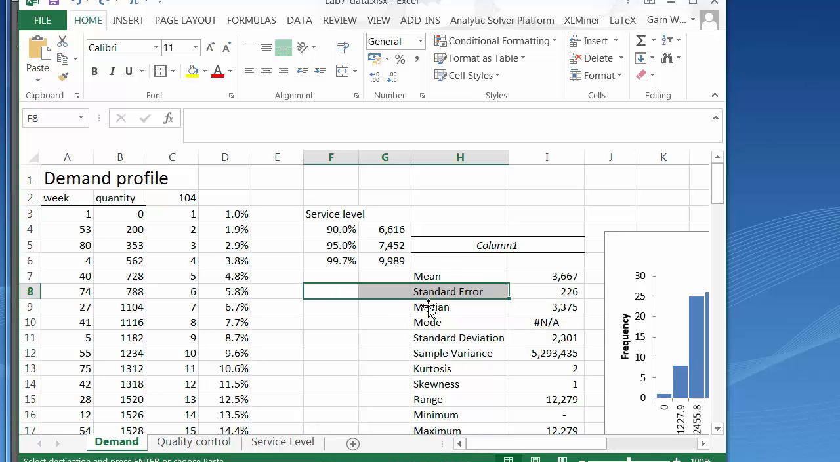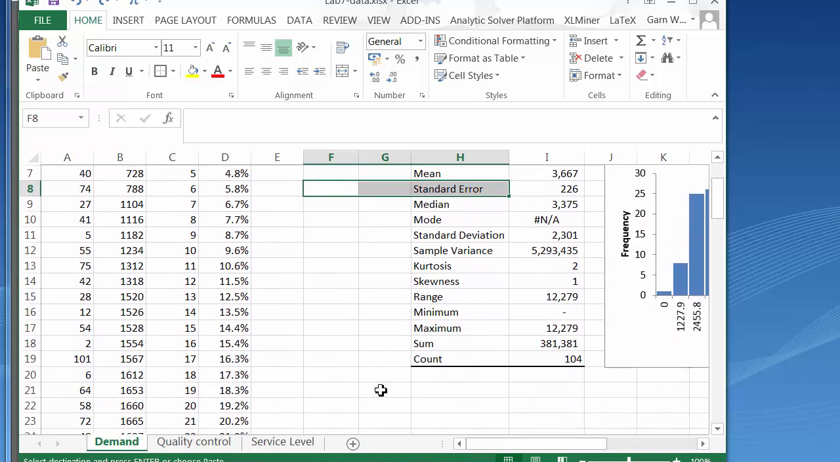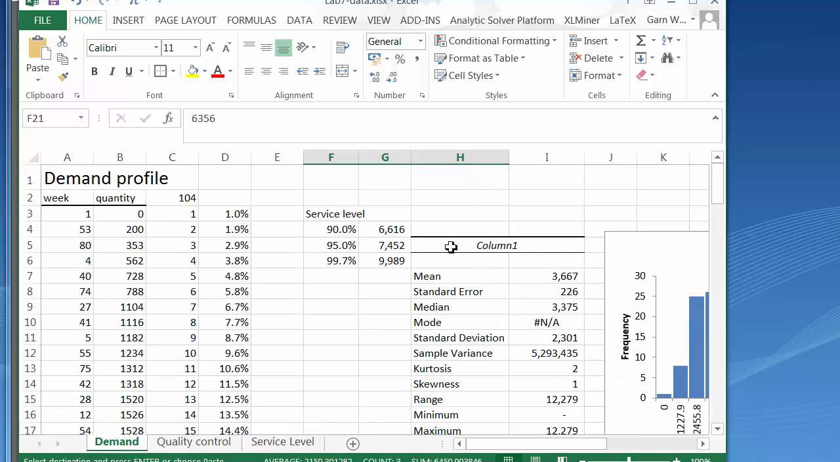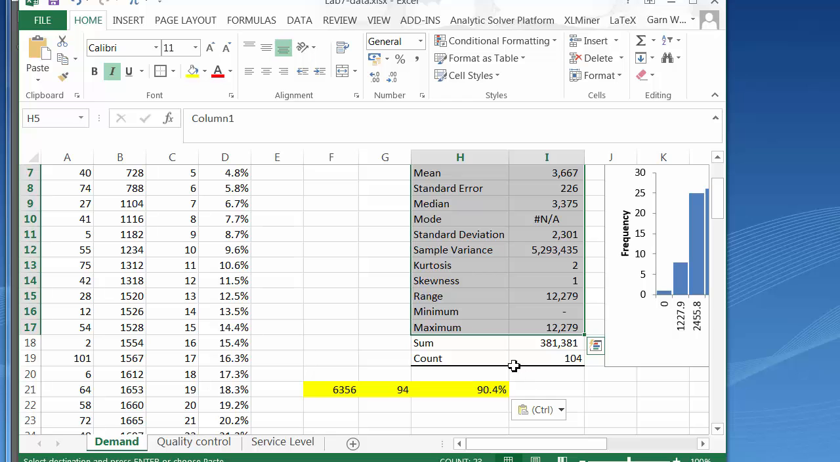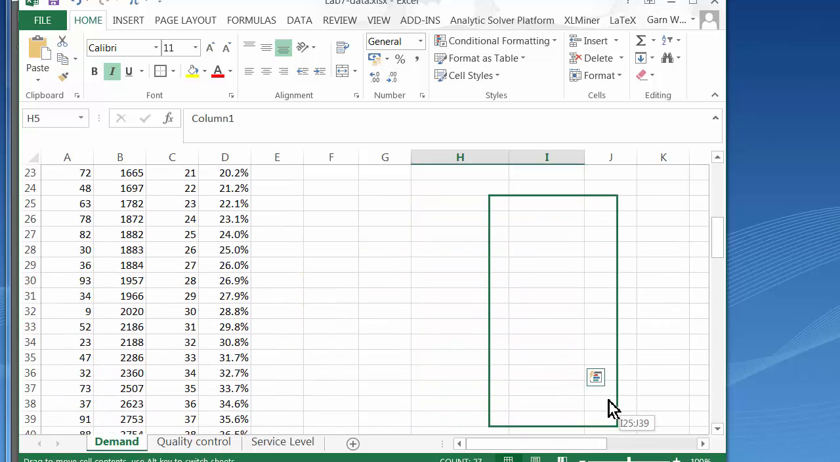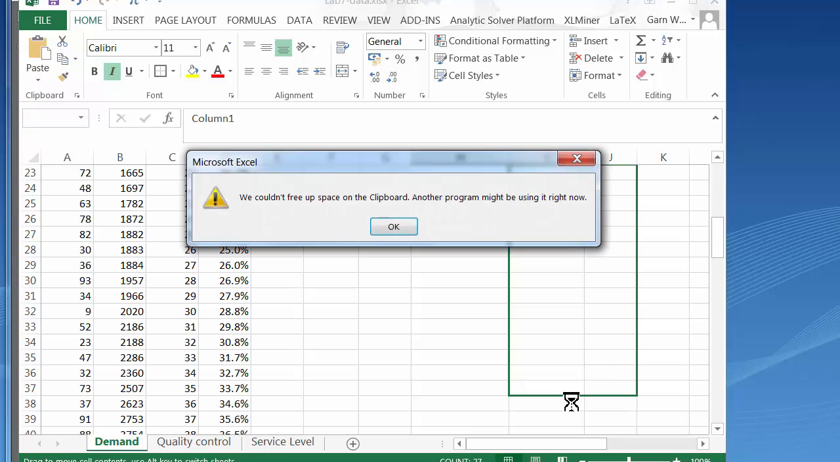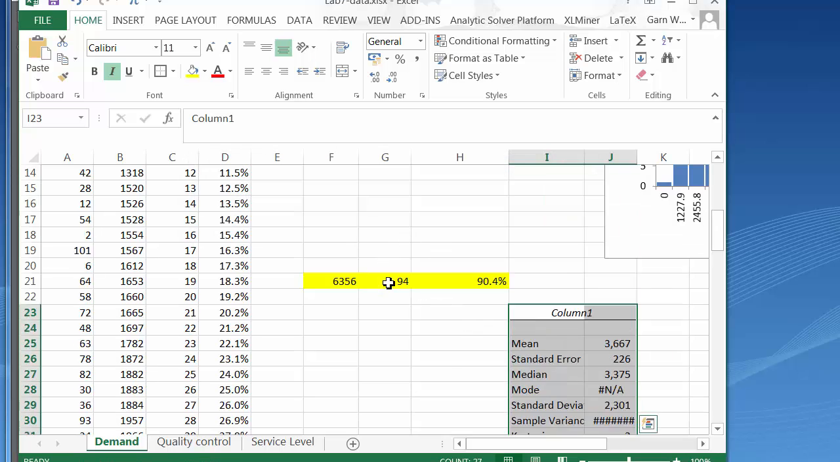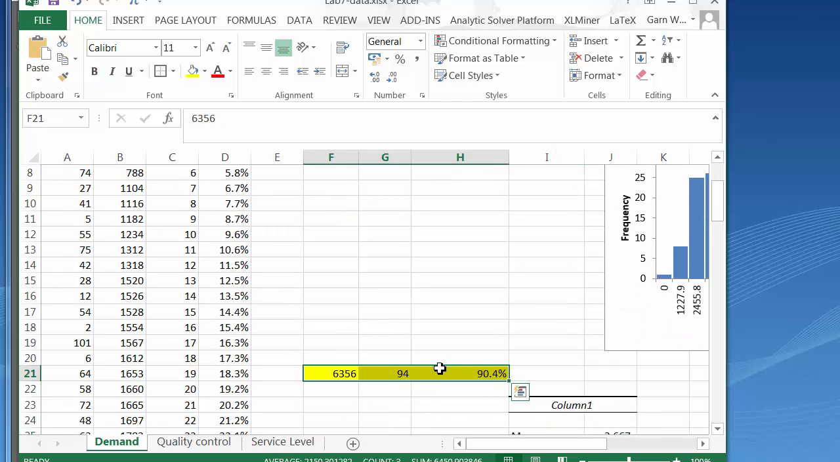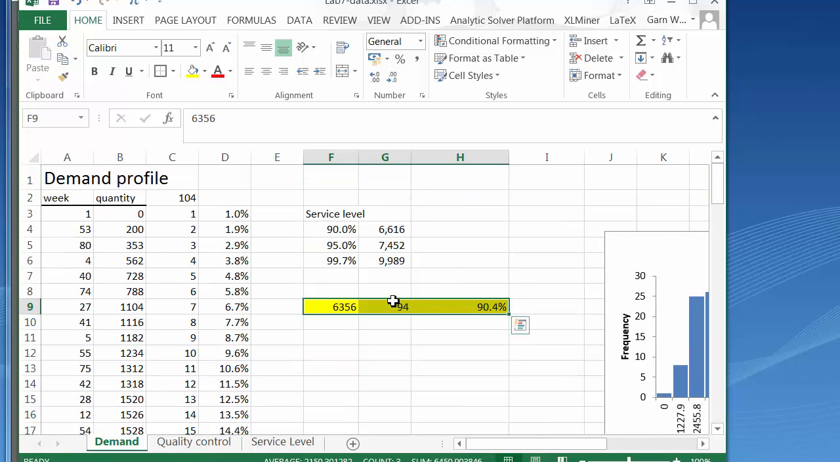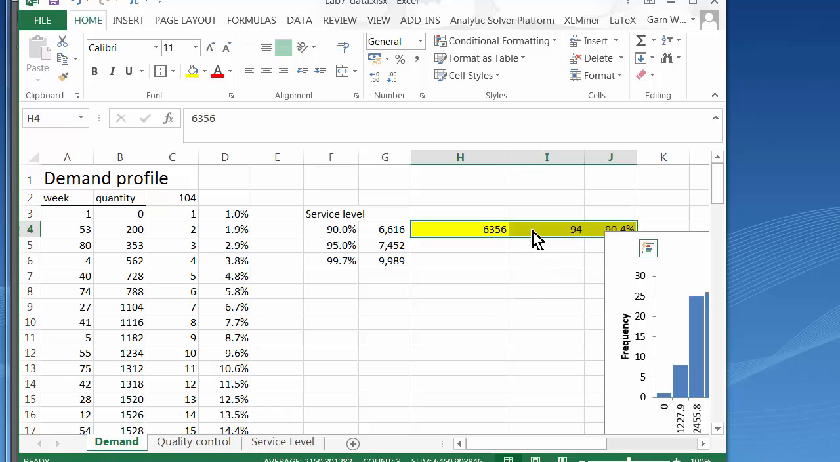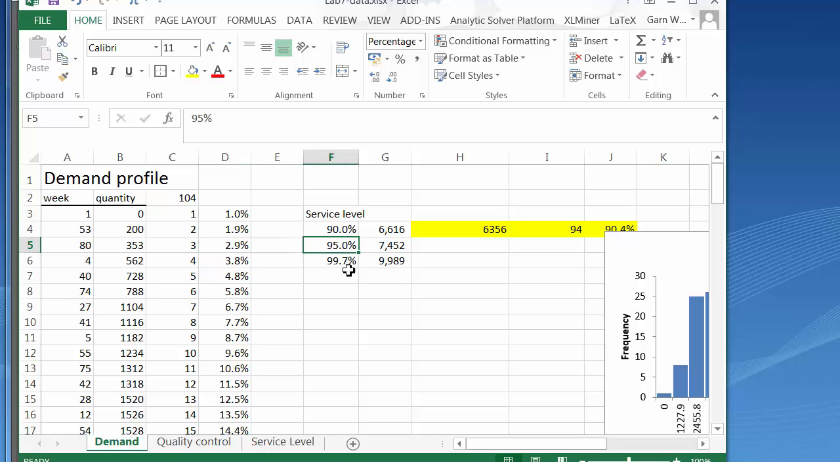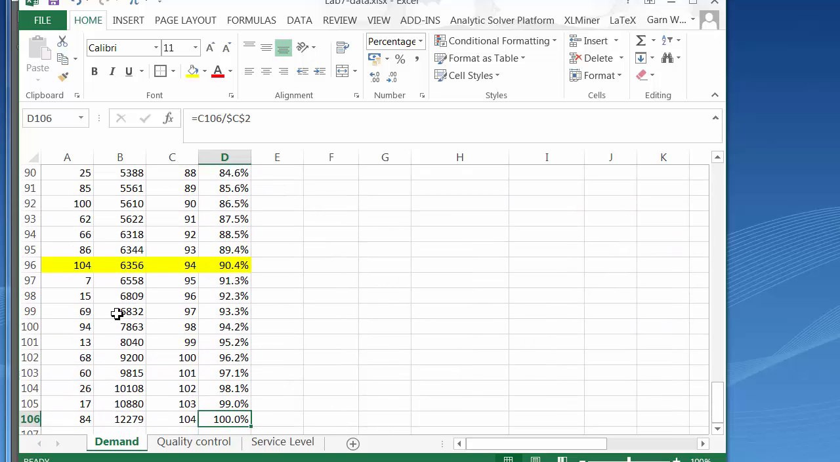Let me just move that away. Now we can see it more clearly. So we are pretty close actually, less than 300 items away. For 95%, here we are, 8,040.